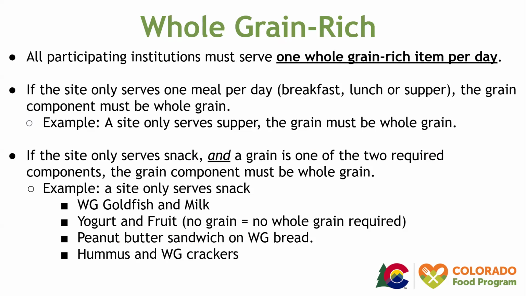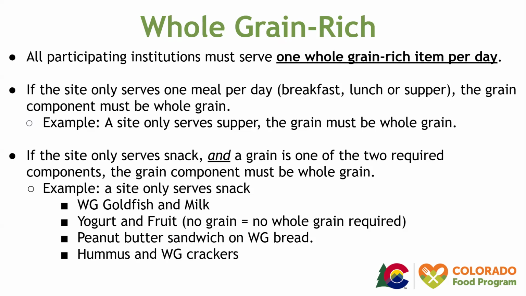All institutions must serve one whole grain rich item per day. If your site only serves one meal per day, the grain component must be a whole grain. So for example, if you're an after-school site and you only serve supper and your supper includes a grain as required, that grain must be a whole grain. If your site only serves a snack, and a grain is one of the components you're choosing to serve, that grain also must be a whole grain.